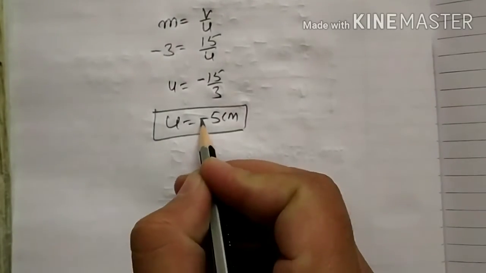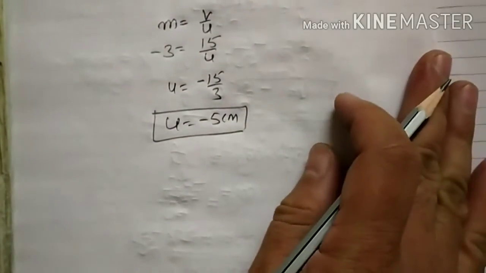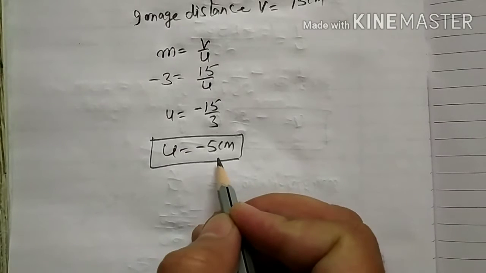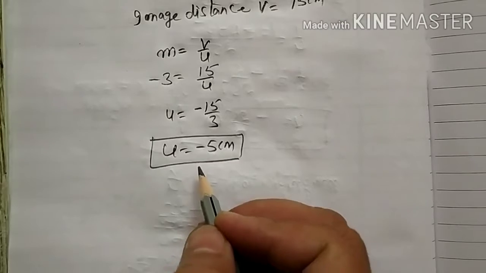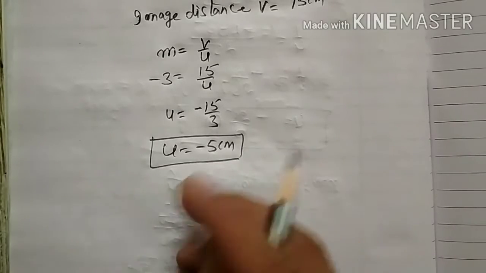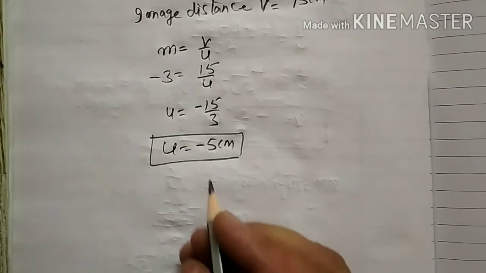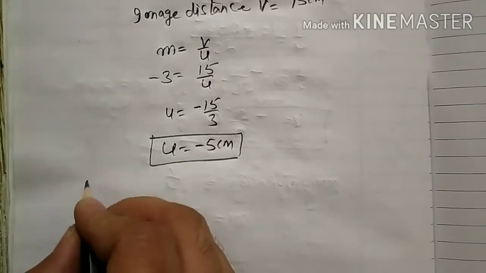Minus 5 indicates the sign convention. Do not think that the negative sign means it is less than 0. No, it indicates the direction. That means the object is always kept on the left of the lens, in the opposite direction of the incident ray. Hope you understood. Now I'll apply the lens formula.